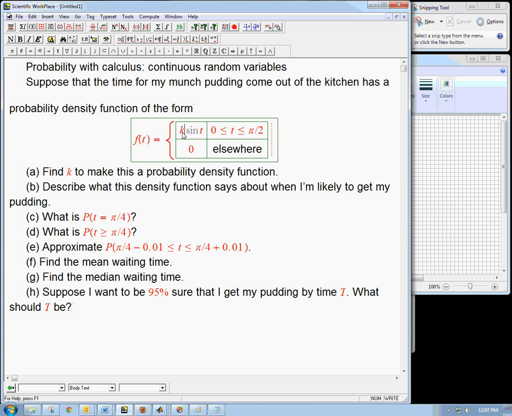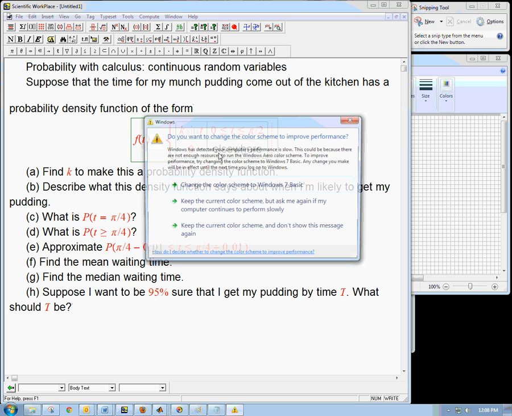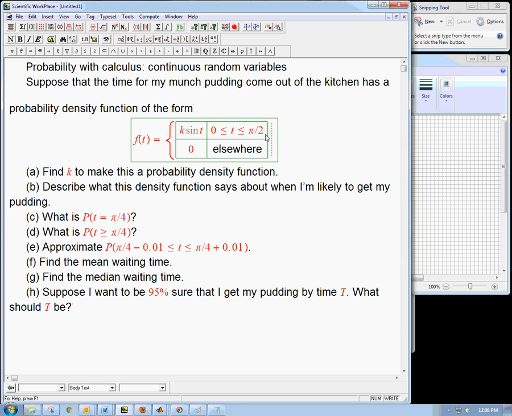And I've put a k in here because if it was just sine t, it's very unlikely that this would have one of the key defining properties of a probability density function. Remember, the two key features are that this has to be a positive function, and indeed, if t is between 0 and pi over 2, this is going to be positive as long as k is positive. And the integral has to be 1, because the integral of the entire probability density function is the probability that something happens, and that always has to be 1. So the first thing in a lot of these problems is, let's find the k.